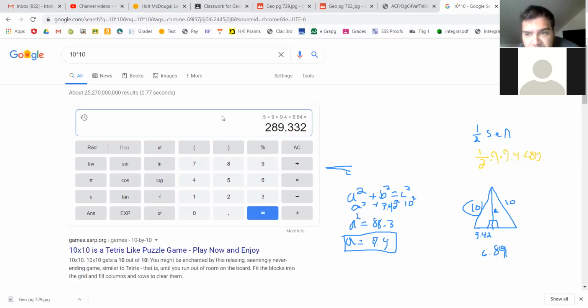Now, because of our rounding, our answer might be slightly different from the book, and that's okay. But we get 289.33. Does that look like the right answer to you, Rivka? Yeah. So our final answer is 289.33. We'll go for 2 decimal places typically because we'll just be consistent with that.